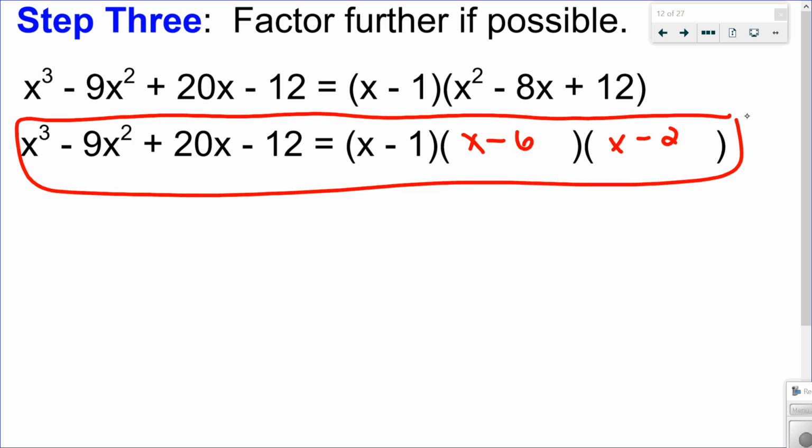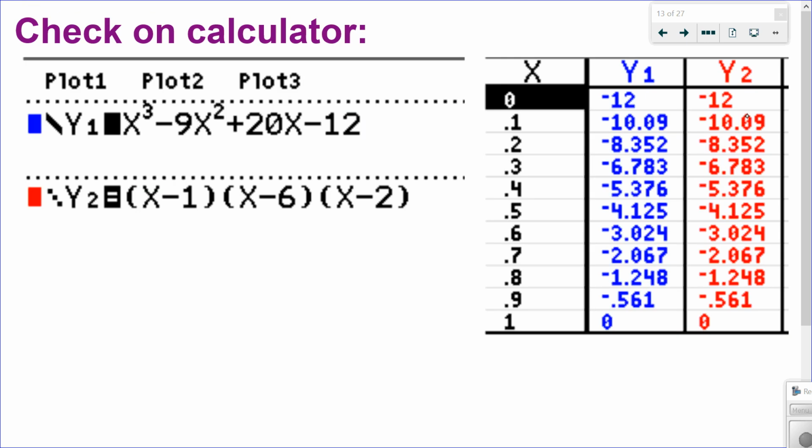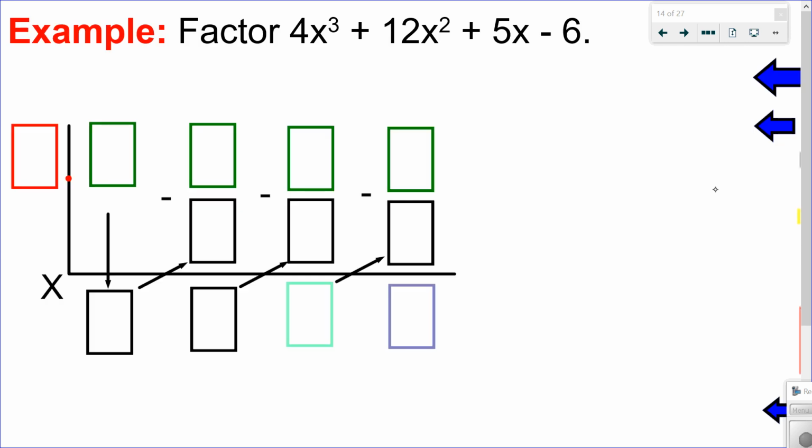Again, I'm a big fan of the check, so I would put the original question into y1 and how I think it's factored into y2. The check always happens in the table, and you can see those match, so I know I've done it correctly. Let's try another one. For this one here, I want to factor it.